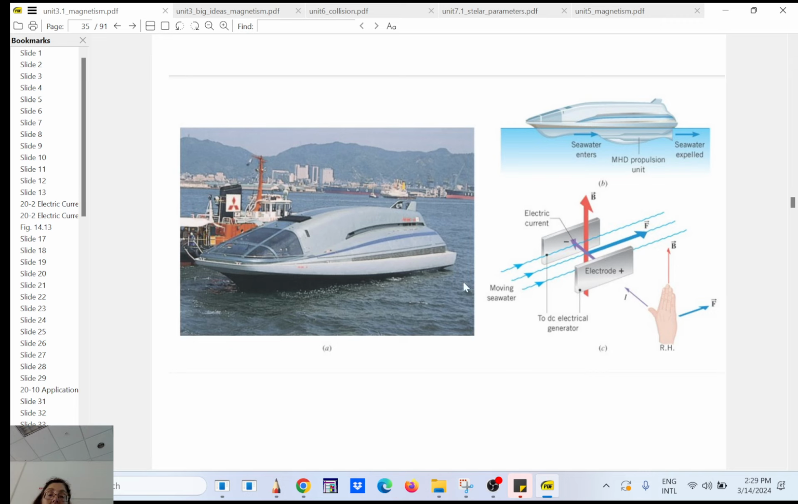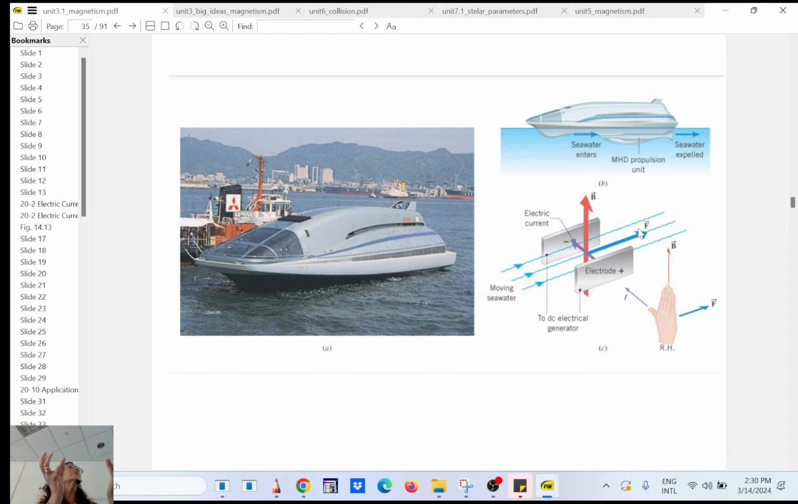And then underneath the boat, you have a permanent magnet, so the magnetic field is going this way. Do you agree? So you take your right hand, current is going this way, magnetic field is up, so the force will be there. That means there will be a force acting on the water in that direction. So action, reaction, the water will push back the boat in the opposite direction.